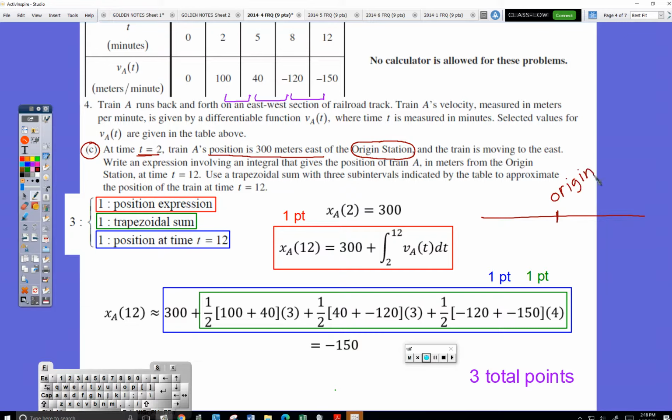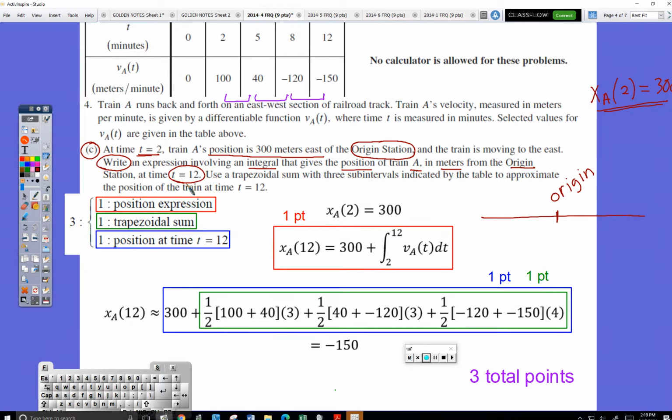So I would write down the position of train A at time 2 is 300, like that. Write an expression involving an integral. Keyword write. That's good news. That means they're not going to ask us to solve it. At least we get some points for doing that. Involving an integral that gives the position of train A in meters from the origin at time 12.